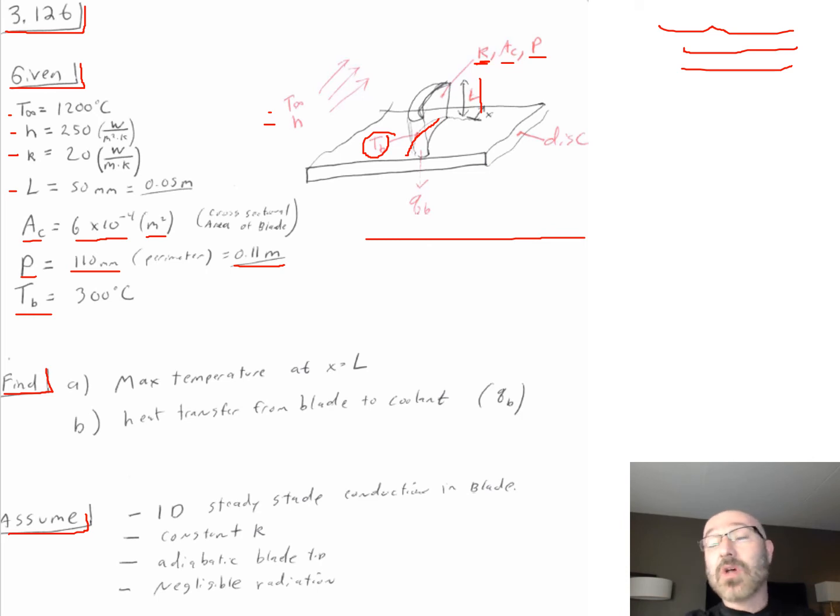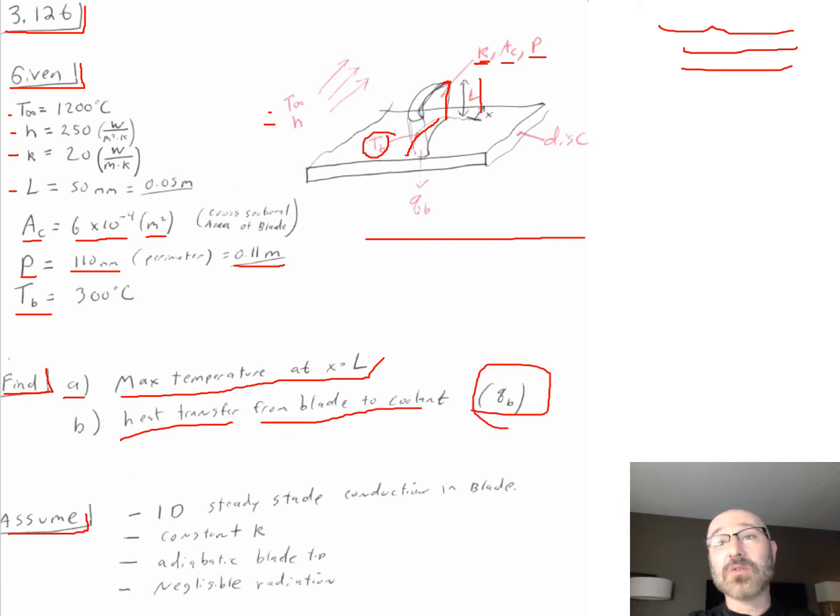Now, with all this, we need to solve for two separate things. Part A, we want to find the max temperature at x equal to L. So x is equal to 0 at the base, and it goes up to x equal to L at the tip of the blade. And then part B, we want to find the heat transfer from the blade to the coolant, which is our Q sub B, and we can see that drawn in our diagram.